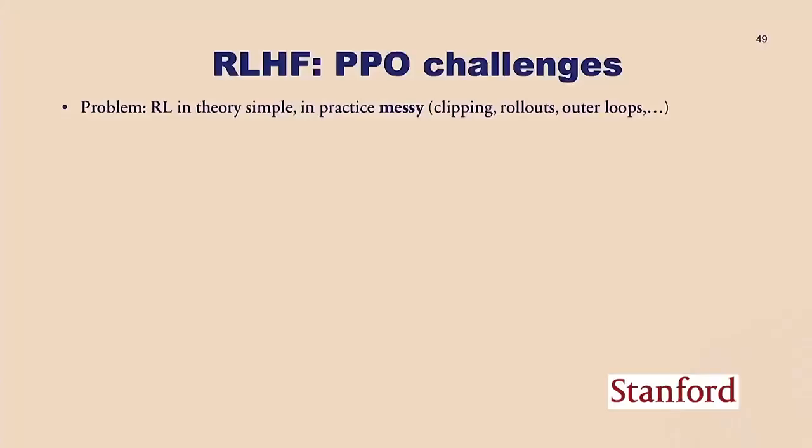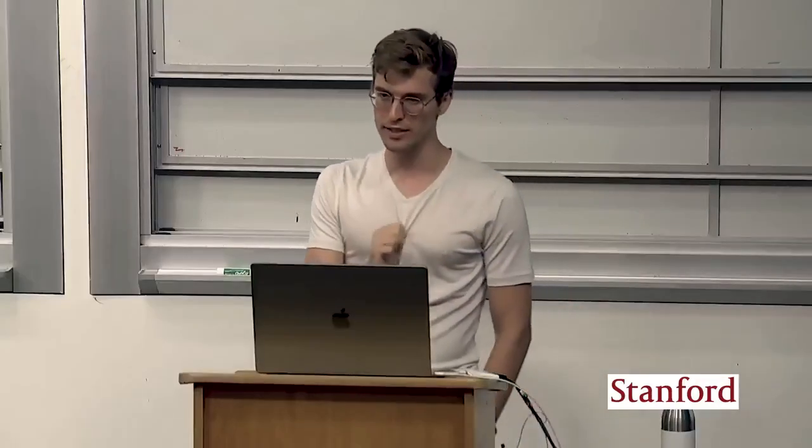One thing to note is that PPO has many challenges. Reinforcement learning is something that's super nice theoretically. In practice, anyone who ever worked with reinforcement learning knows it's such a mess. There's a lot of things like rollouts, outer loops, clipping, so many complications. So it's messy. This is the idealized PPO used for LLM settings. So that's already much more complicated than this expectation we saw before. And in practice, it's actually much more complicated.